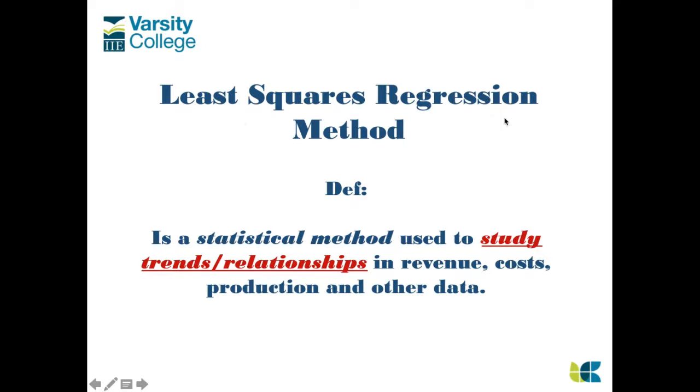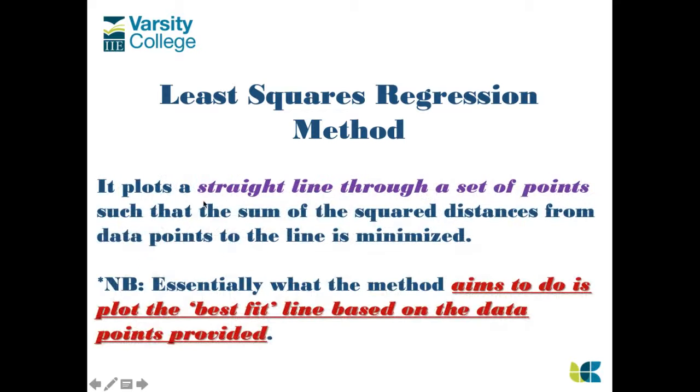Then here we've got the least square regression method. It is a statistical method used to study trends and relationships in revenue, cost, production, and other data. It plots a straight line through the sets of points such that the sum of the squared distances from data points to the line is minimized. Essentially, what the model aims to do is to plot the best fit line based on the data points provided.